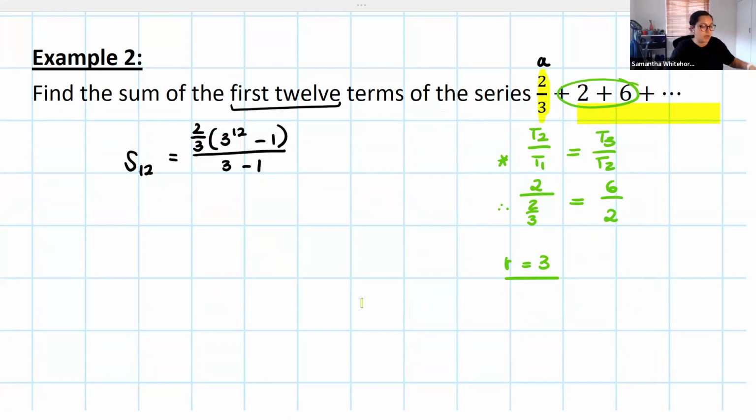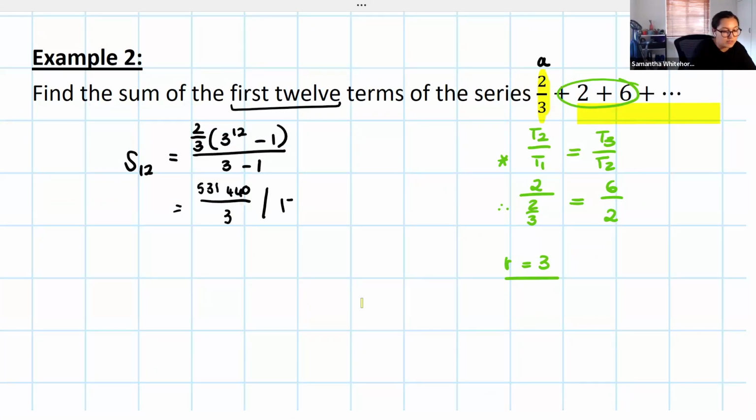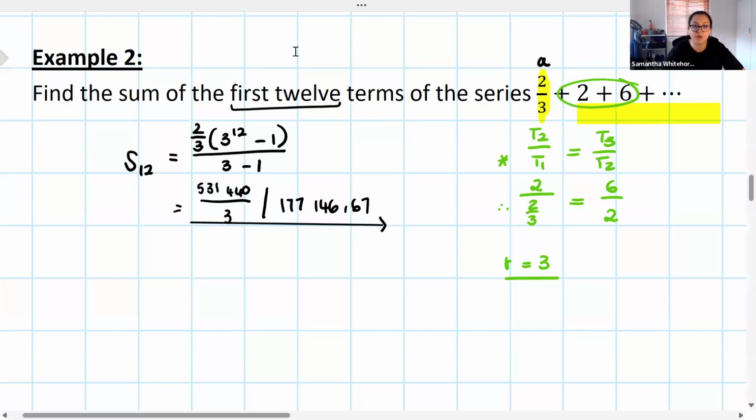So when we sub that into a calculator, as we just saw, we get 531,440 over 3. Or if you want to write it as 177,146.67, that is absolutely fine as well. Remember, both are fine. You will get full marks for both. No problem either way, whatever you prefer at the end of the day. Alrighty, guys. So that one, not tricky. Just be careful of your substitution.